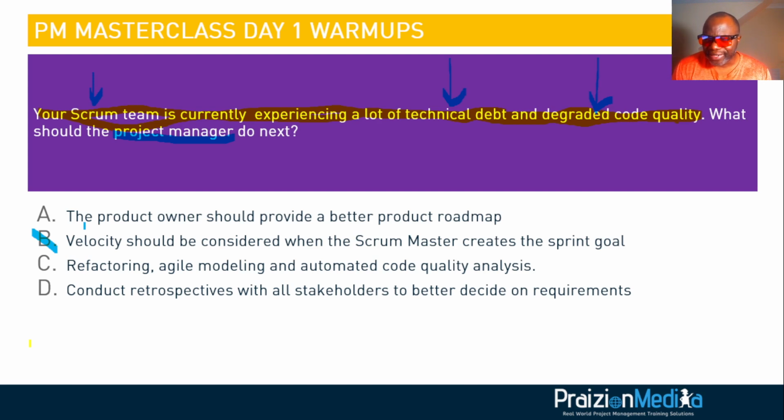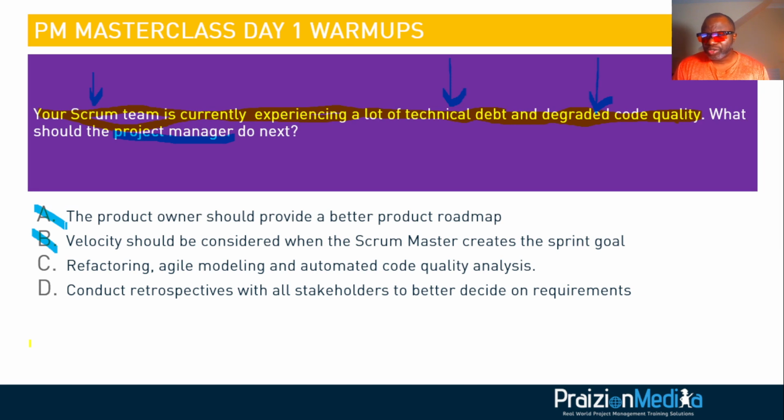But let's take a look at C. Refactoring, agile modeling, and automated code quality analysis. What is refactoring? It's tidying up your code, going over the code and getting it smoother and better. Agile modeling is a number of things, all good. Automated code quality is one of the things that we espouse in Agile, where appropriate. And it talks about code quality here, after all. So there's nothing wrong in automated code quality analysis. If I was going to choose between A and C, I'd get rid of A.